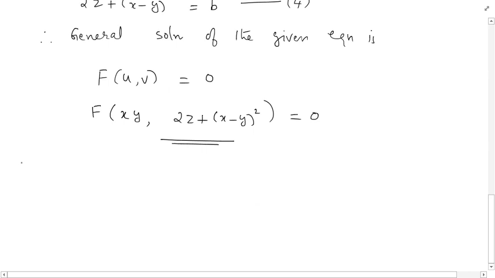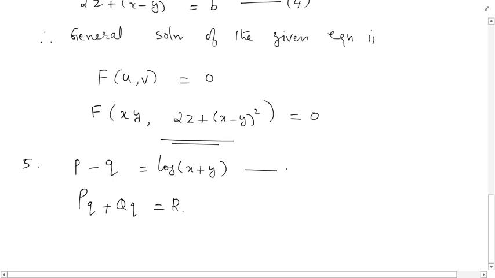Now we will discuss one more problem, that is p minus q is equal to log (x plus y). And now we can see that this is also of the form Pp plus Qq equal to R. Therefore, this is a Lagrange's equation. So the first step is writing the auxiliary equation, that is dx by P equal to dy by Q equal to dz by R. This is the auxiliary equation.